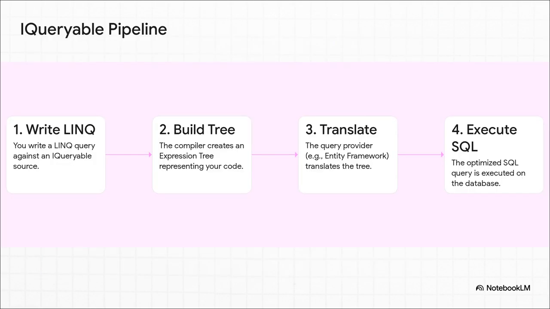So this is how it all flows together. You write your LINQ query, the compiler sees you're using IQueryable, and builds that expression tree blueprint, instead of just running the code. Then, a provider, like Entity Framework, takes that blueprint, translates it into super efficient SQL, and only then is it sent over to the database to be executed. Your C# code literally becomes the database's where clause.